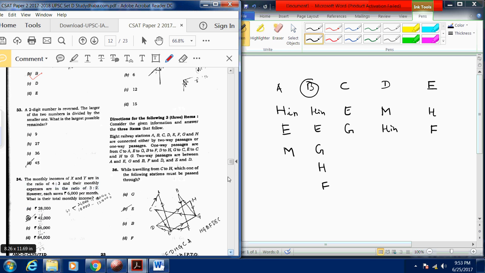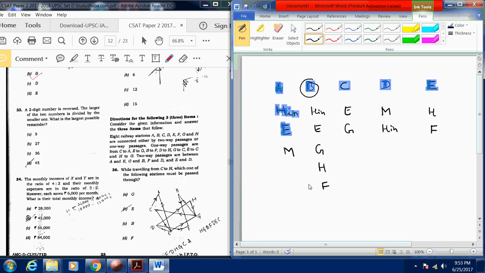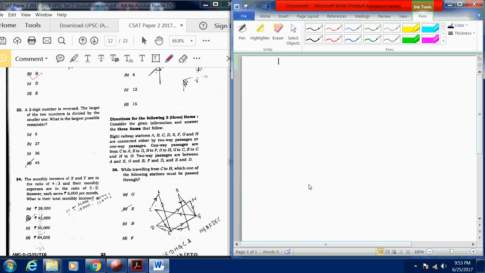So now the next question we move on to. That is question number 33. A 2-digit number is reversed. The larger of the 2 numbers is divided by the smaller one. What is the largest possible remainder? Now this is a very intuitive question. Nothing much to do in this. There is a number, say xy. You reverse it, it becomes yx. And when you divide xy by yx, what is the largest possible remainder?